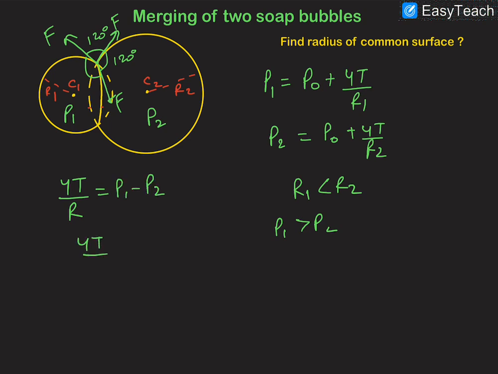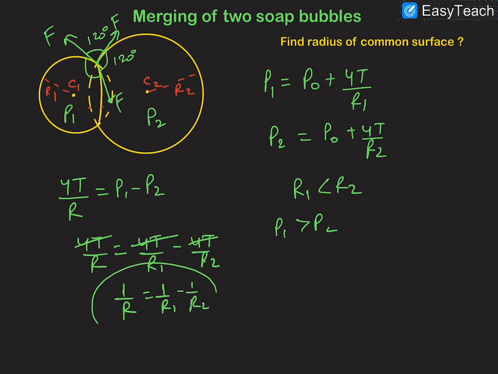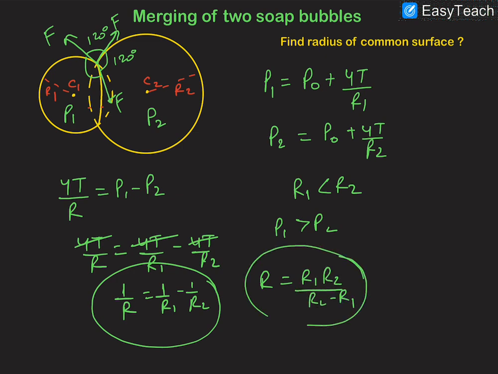So 4T by r will be equal to P1 minus P2, and if you subtract P1 and P2, then it would be 4T by R1 minus 4T by R2. So cancelling 4T with 4T, 1 by r will be equal to 1 by R1 minus 1 by R2. This will be the radius of the common surface, and we can say that r will be equal to R1 R2 upon R2 minus R1. This will be the radius of the common surface.